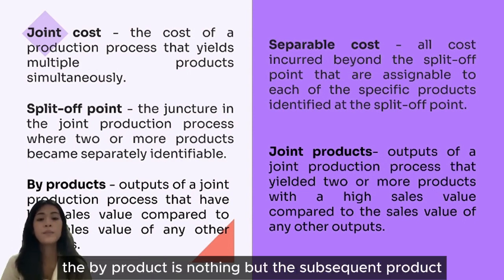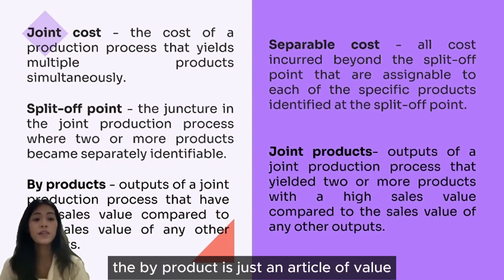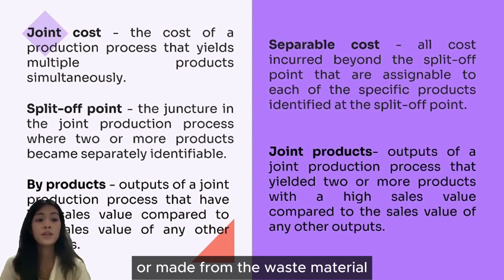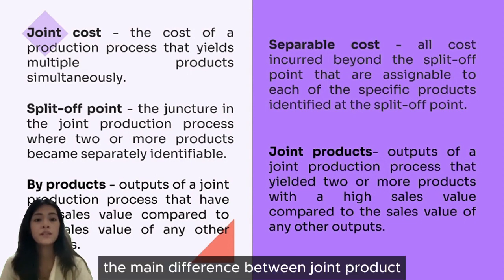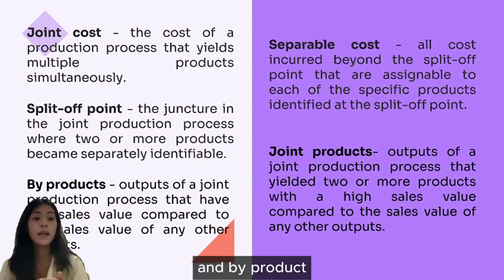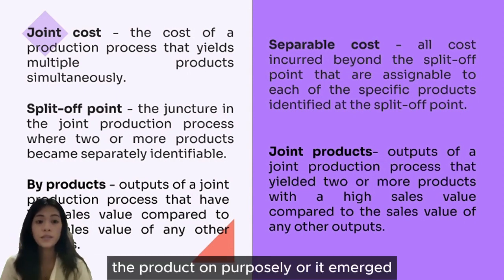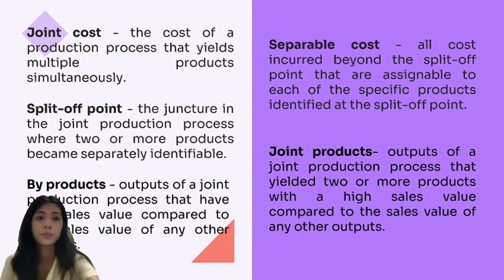On the other hand, the byproduct is nothing but the subsidiary product which emerges in the course of manufacturing of the main product. In other words, the byproduct is just an article of value incidental to the manufacture of the main product or made from the waste material arising from such manufacture. So basically, the main difference between joint product and byproduct lies in whether the company produced the product on purpose or it emerged additionally as a result of ongoing production.